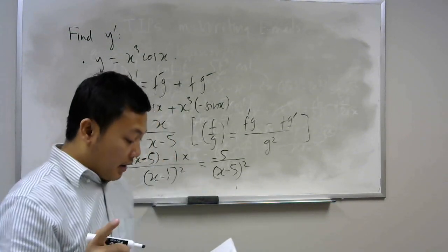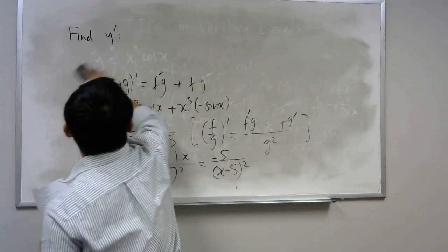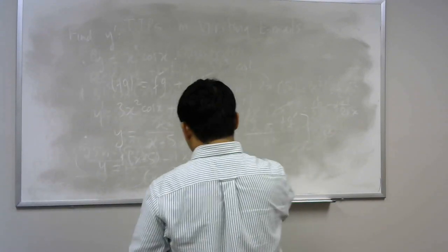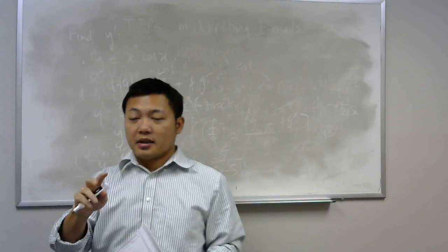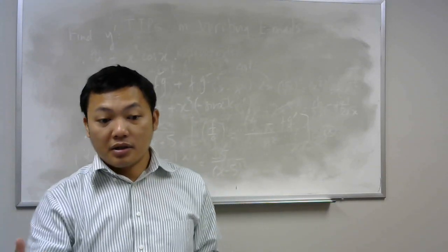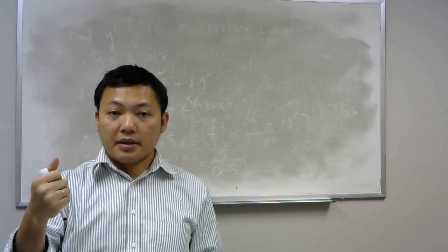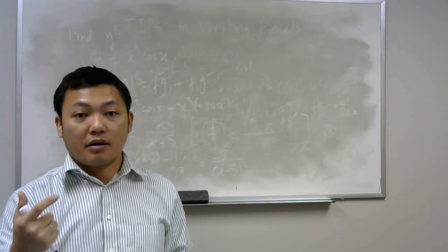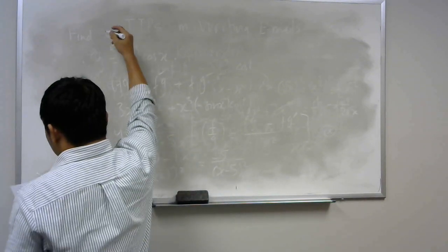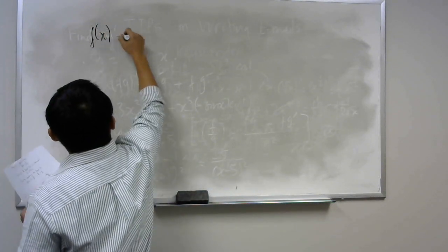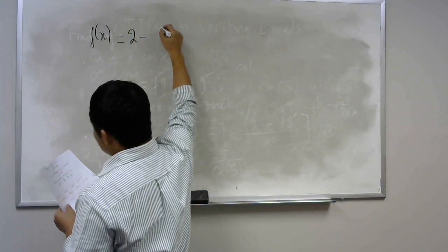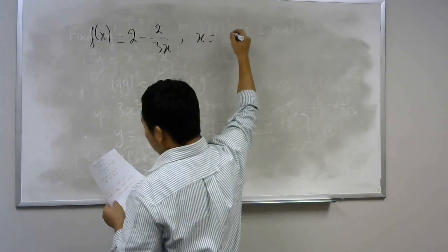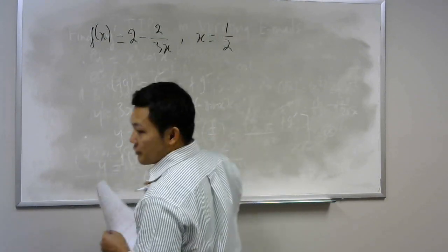Right? So the next question, we work with tangent lines. We have two problems with tangent lines. The first problem: find the equation of the tangent line at some point. And the second problem is find x where the tangent line is horizontal, right? So let's say your function is f(x) equal to 2 minus 2 over 3x, and you need to find the tangent line at x equal to 1 over 2, right?